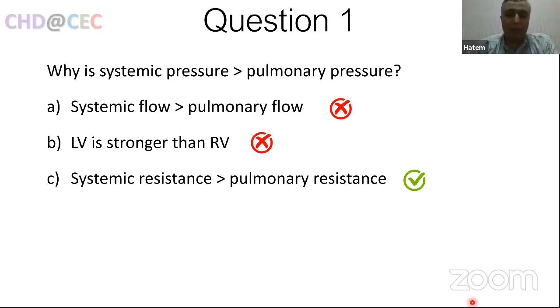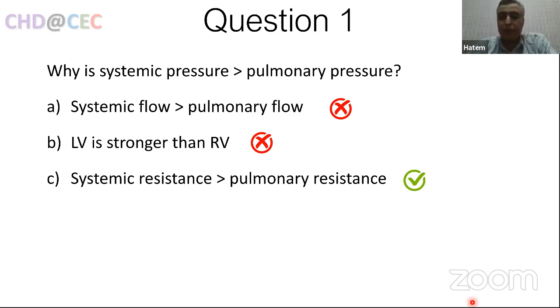Exactly. And just to stress that fact, the LV has become stronger because it has to generate higher pressure, and so it adapts with more wall volume. On the other hand, if a patient has a transposition of great arteries, the systemic circulation will be supported by the right ventricle, and still the systemic pressure will be higher than the pulmonary pressure. So it is an inherent fact of the resistance.